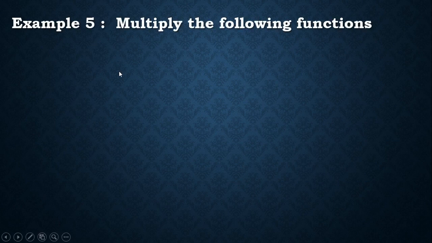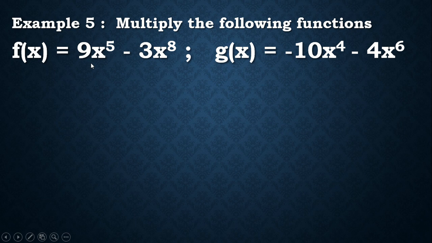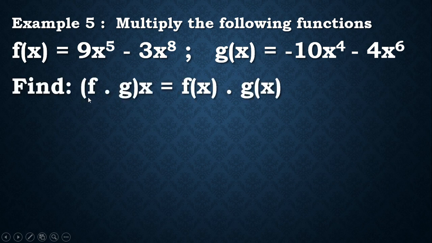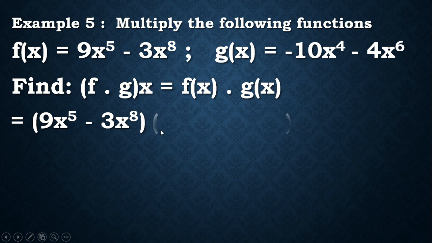And then we have example number 5. Multiply the following functions. F of x is equal to 9x to the fifth minus 3x to the 8th, and the g of x is equal to negative 10x to the fourth minus 4x to the 6th. Still, we have to find for the quantity of f times g of x, that is also equal to f of x times the g of x. We have to copy first the f of x, 9x to the fifth minus 3x to the 8th, multiplied by the g of x, which is negative 10x to the fourth minus 4x to the 6th.